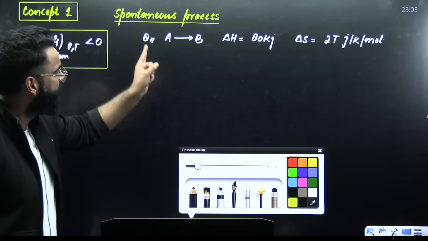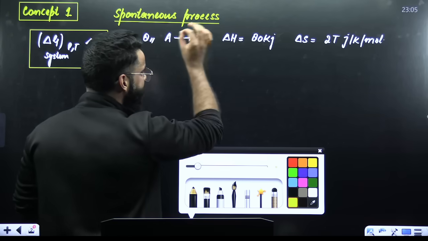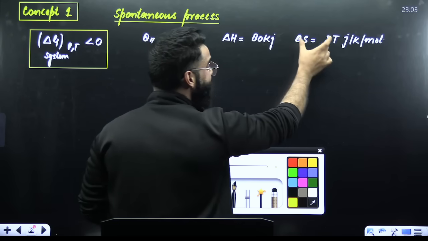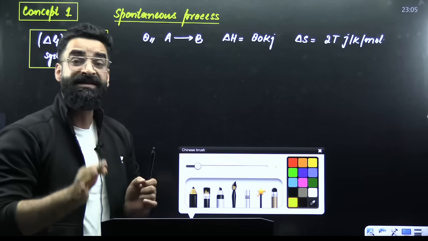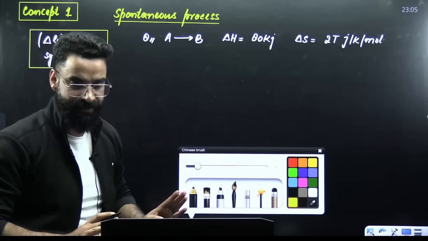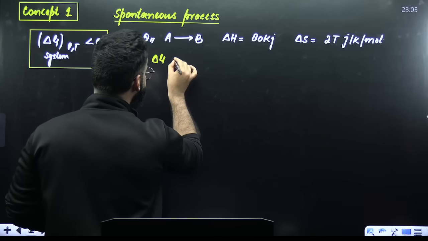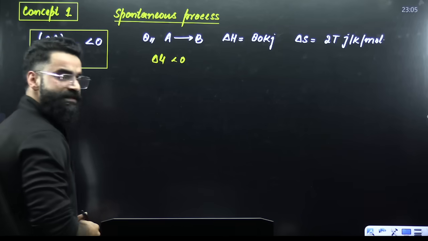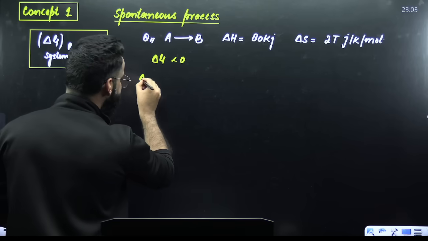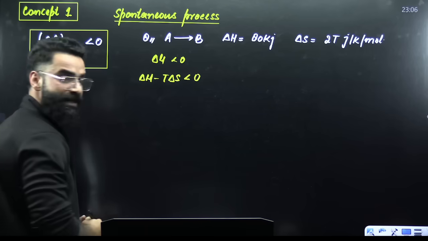For example, this is the type of question which is asked. You are given a reaction, its delta H value is given, its delta S is given. Now we are supposed to check at what temperature this reaction will be spontaneous. As I told you, for any reaction to be spontaneous, delta G should be negative, less than 0. You must know delta G is nothing but delta H minus T delta S. So this value is supposed to be negative.